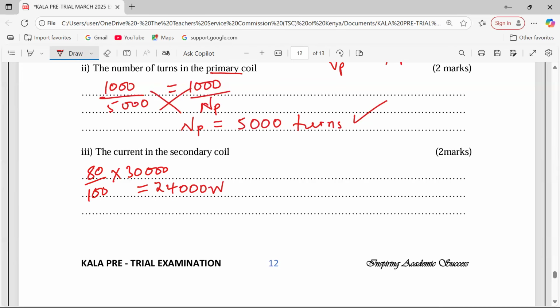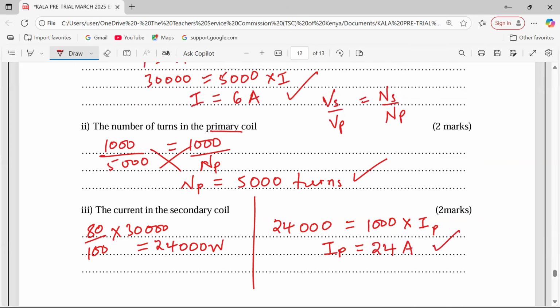watts. Meaning now this power of 24,000 is given by, power is given by voltage multiplied by current in the primary. So current in the primary shall be exactly 24 amperes. Yeah, 24 amperes.